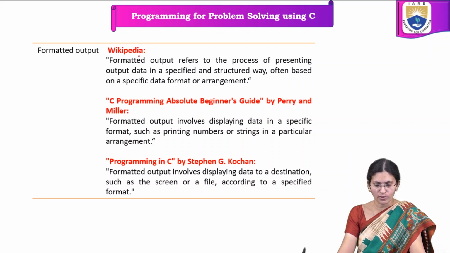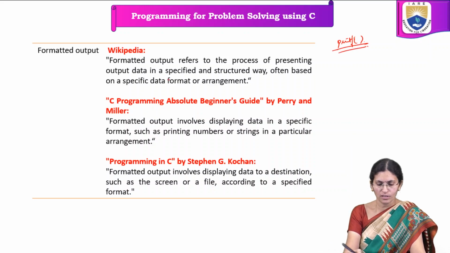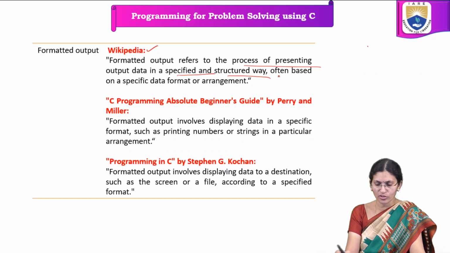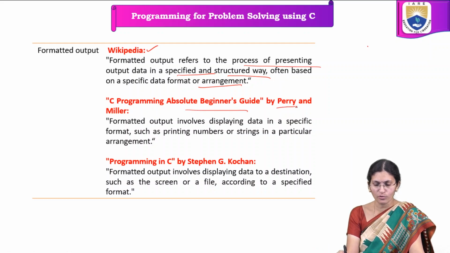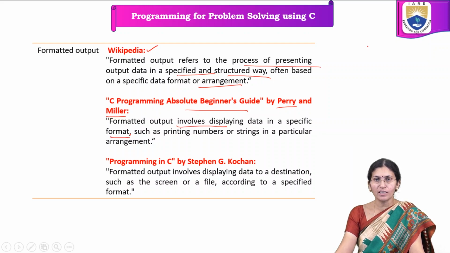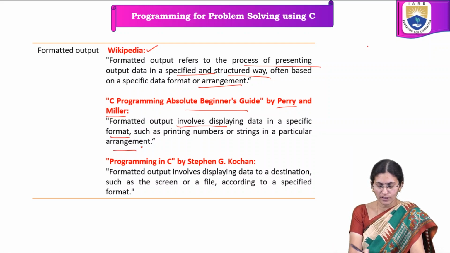Next, formatted output. In the C language, we have the printf function, which is used for formatted output. So let us see the definitions. Formatted output refers to the process of presenting output data in a specified and structured way, often based on a specific data format or arrangement. In C Programming Absolute Beginner's Guide, authored by Perry and Miller, formatted output involves displaying data in a specified format, such as printing numbers or strings in a particular arrangement.